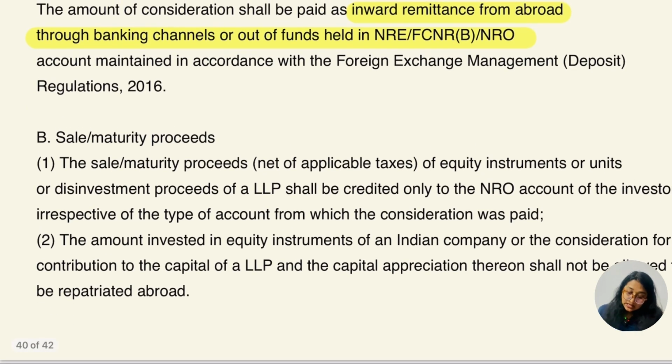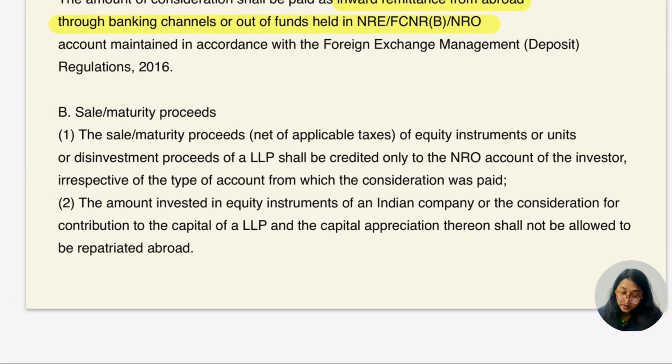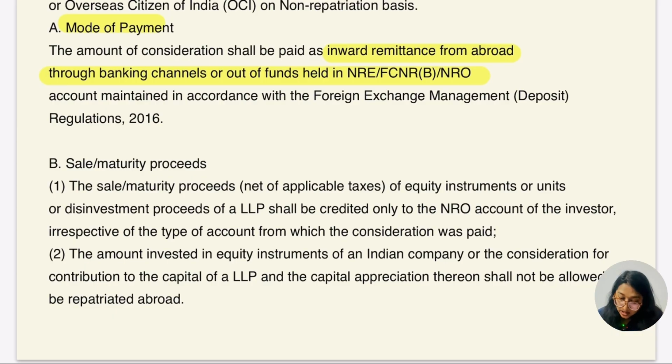Sale and maturity proceeds: the sale and maturity proceeds, net of applicable taxes, of the equity instruments or units, or the disinvestment proceeds of the LLP, shall be credited only to the NRO account of the investor, irrespective of the type of account from which consideration was paid. Second, the amount of investment in equity instruments of the Indian company or the consideration for contribution to the capital of the LLP, and the capital appreciation thereof, shall not be allowed to be repatriated abroad.